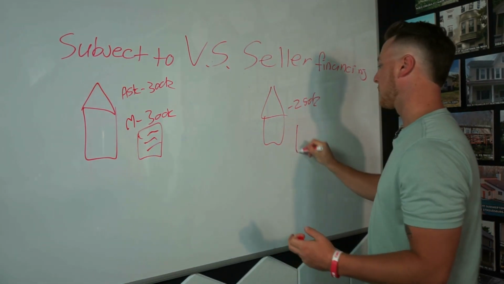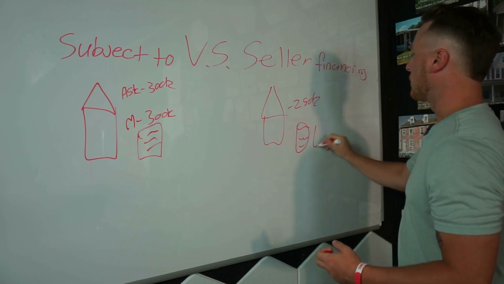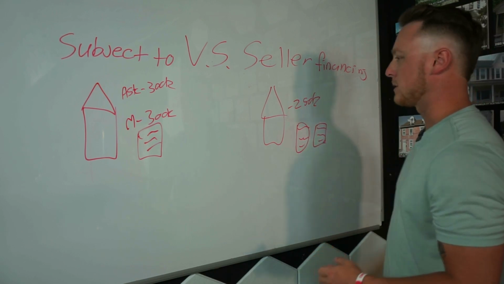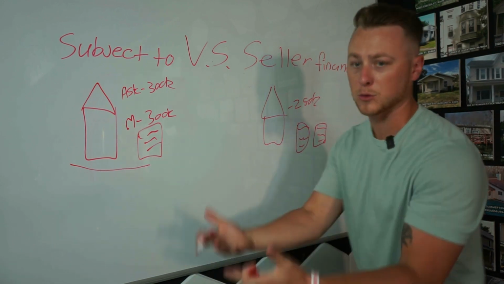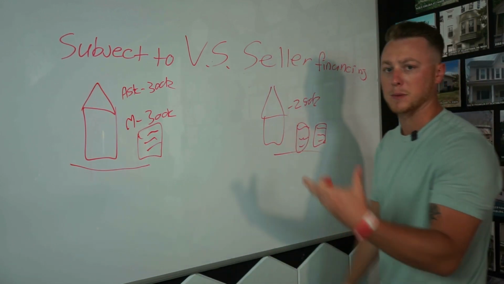So basically what happened was I got the deed, a mortgage was drawn up. So instead of me taking over the debt with Wells Fargo, the seller became my Wells Fargo. The seller became the bank for me.